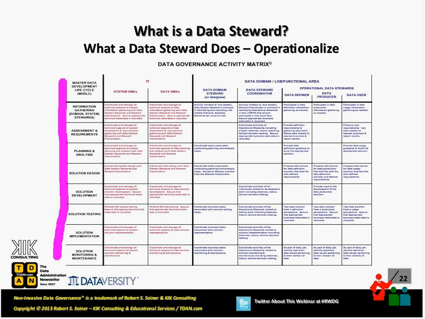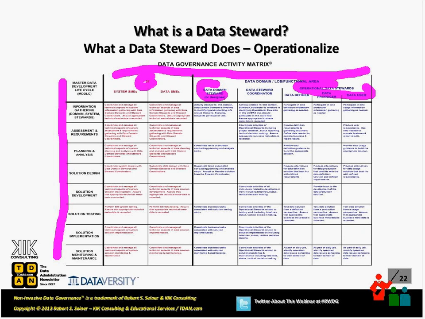Across the top of this matrix, we identify the different roles that are associated with our governance program, whether it's IT roles, data domain steward roles, or operational data steward roles, and this is where we can document what a data steward does. So during this phase of the methodology, the different stewards have these different responsibilities associated within this matrix. And again, it's just an easy way of being able to view specifically what a data steward does and when they do it.